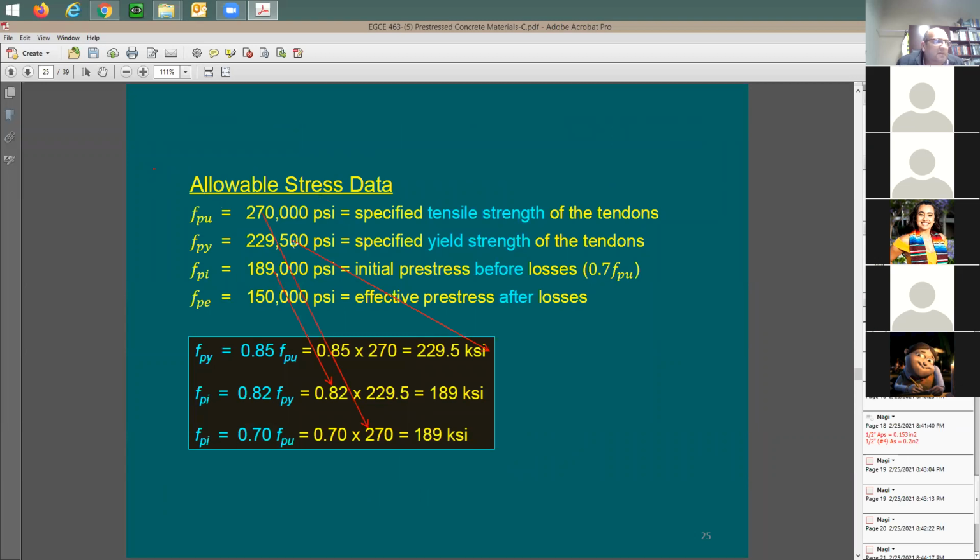So this slide would include the stresses needed for any problem that you're going to be doing, whether in a homework, in your exam, or in a quiz. It's going to be exactly the same values. We're going to keep it as 270, and you start to memorize this, right? 270, 189, and 150 for your design values.